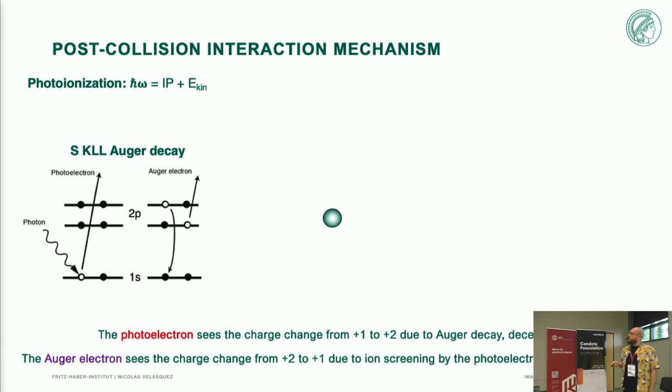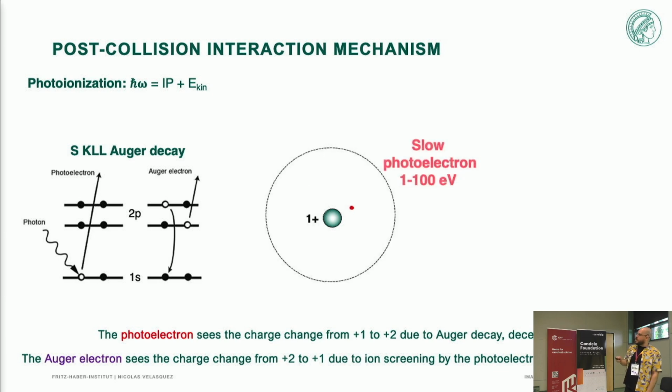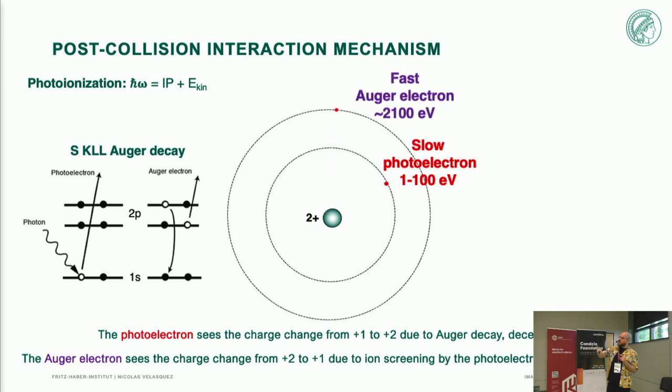And now this PCI mechanism, what is it? So this is your sulfur-containing target. You shoot X-rays. Now you eject a relatively slow photoelectron, and this photoelectron, at first, is going to experience a charge of +1, but as soon as Auger decay takes place, and as soon as it's being overtaken by the much faster Auger electron, it's going to experience a charge change from +1 to +2, and it's going to decelerate. So the Auger electron is going to do the opposite thing, and it's going to accelerate.